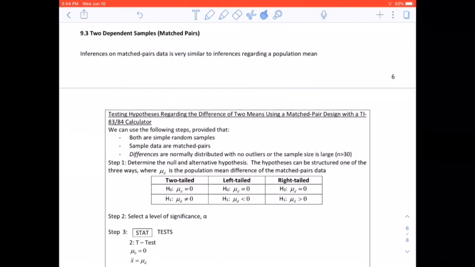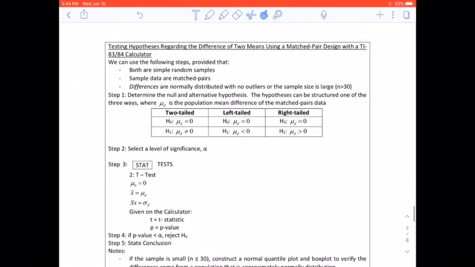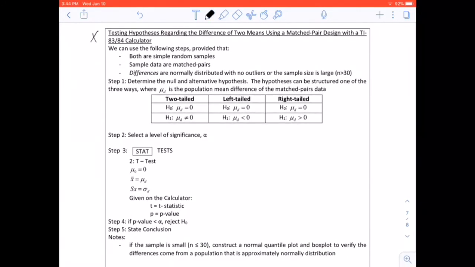And then we're in the next section, which is 9.3. This is two dependent samples or matched pairs. And it says inferences on matched pairs data is very similar to inferences regarding a population mean. So the first thing that we have is testing hypotheses regarding the differences of two means using a matched pairs design with a TI-83 or 84 calculator. So we can use the following steps provided that. So again, checking to make sure we can actually perform our test.